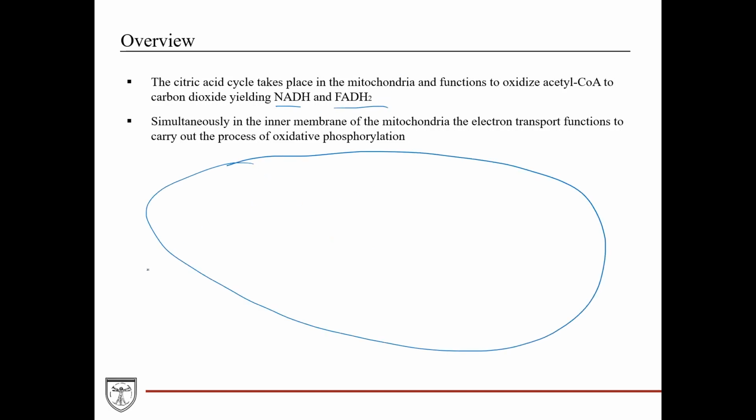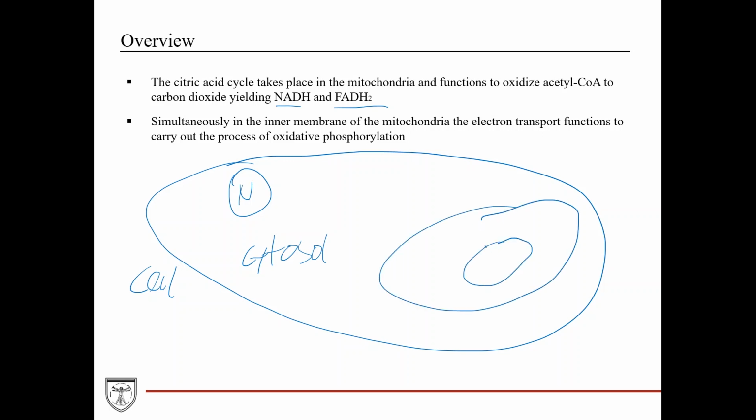So you have a cell like this, and it's got a nucleus like this, and the cytosol's out here. And then you have the mitochondria like this. And you have that inner membrane right here and the outer membrane like this. Now remember, glycolysis takes place within the cytosol and produces pyruvate, which then travels to the mitochondria and is converted into acetyl-CoA, which then enters the citric acid cycle.